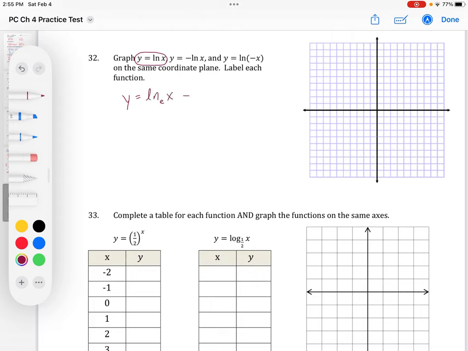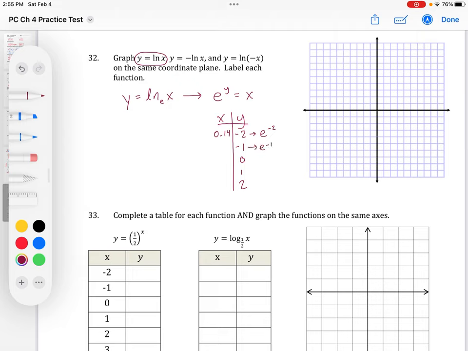So remember, it's a base of e. So if I change this into an exponential, it's going to be e to the power of y is equal to x. So if we make a table of values, it's actually a lot easier to plug in numbers for y. Because at that point, we could just say, okay, for this one, it's e to the power of negative 2. Just plug that in your calculator, and you get about 0.14.